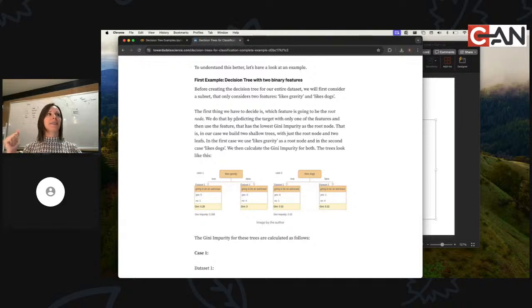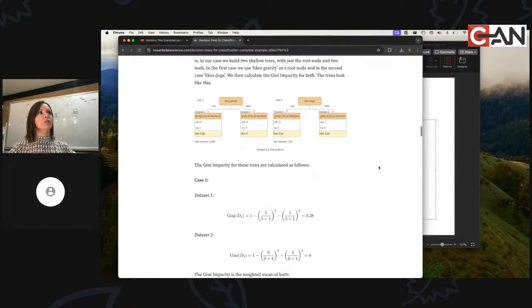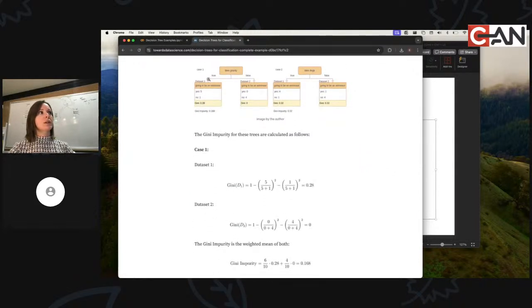We have likes gravity and likes dogs. And how do we decide which of these two features we're actually going to choose? Well, we essentially create two data sets. We create one for whether or not they're going to be an astronaut, yes or no, with likes gravity true. And then we create another data set, whether or not they're going to be an astronaut, yes or no, with likes gravity false.